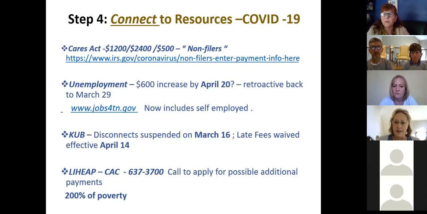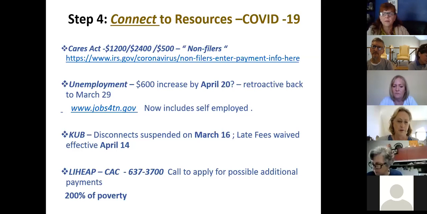Late fees were waived, and that was effective April 14th, and I think it's going back retroactively. They're removing them, but there's a little catch with the late fees. For late fees to be waived, customers must contact KUB in some manner seeking bill payment assistance or enter into a payment program. So if they don't call KUB, the fees won't be waived. And that was from someone from KUB.